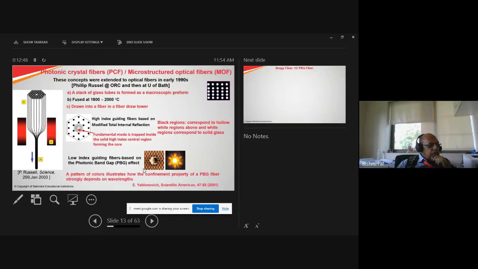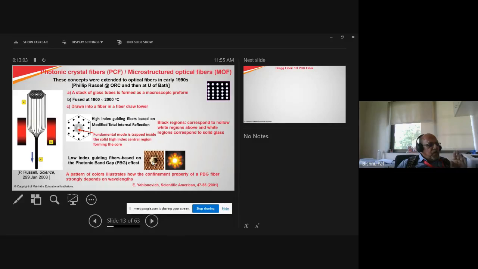Now, it also shows very strong color, as you can see in the picture taken from a Scientific American article by Abramovich. And this shows the strong wavelength dependence of such a photonic band gap structure.